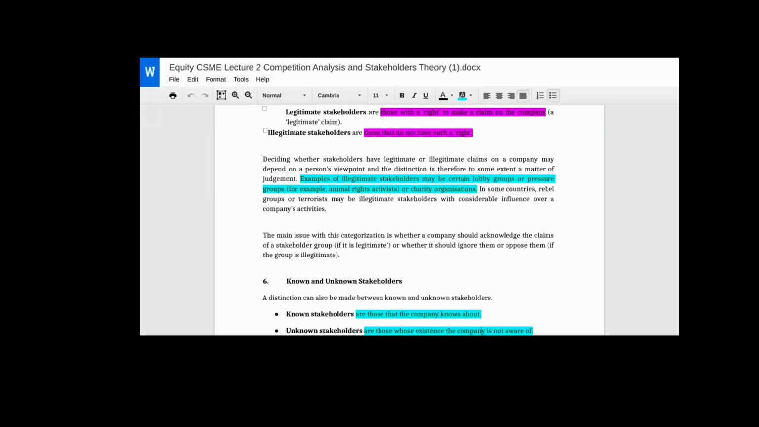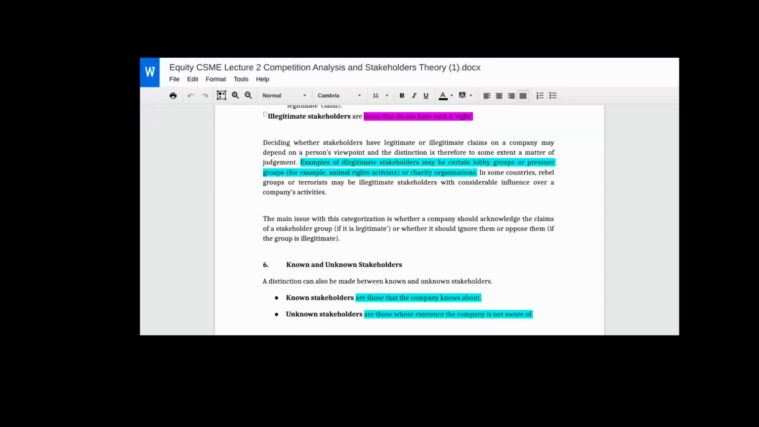But unknown stakeholders, we don't know of their existence. They just have vested interest in our company. A good example is all these Arsenal fans, Chelsea fans. They are not known in England. And at times they will fight, they will blow party here, they will kill themselves. All those ones are what we call unknown stakeholders.